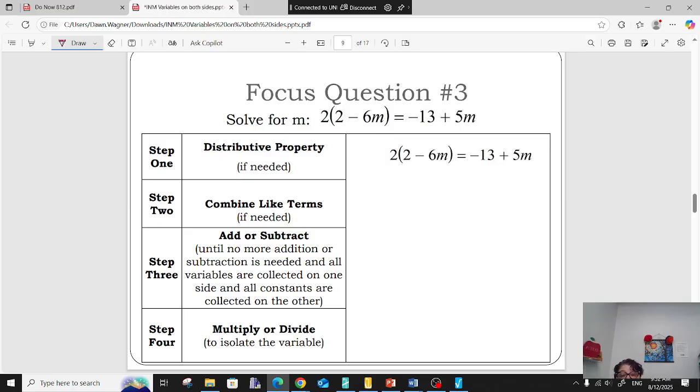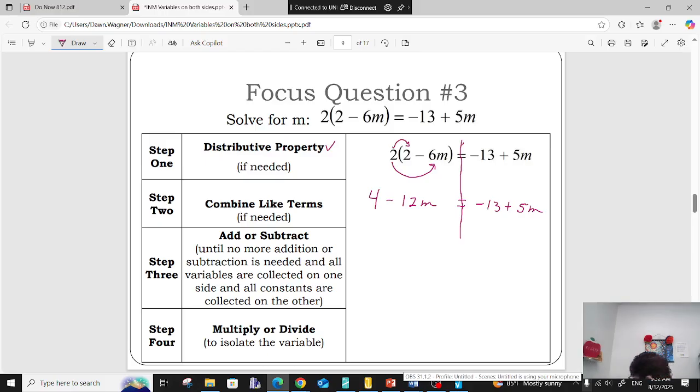I know. Okay. So here on this one, I have distributive property. You won't have to worry about combining like terms, but I do have to distribute. So distribute means I have parentheses, I have a number outside, so I have to multiply to both. 2 times 2 is 4. 2 times negative 6m is negative 12m equals negative 13 plus 5m. Right?